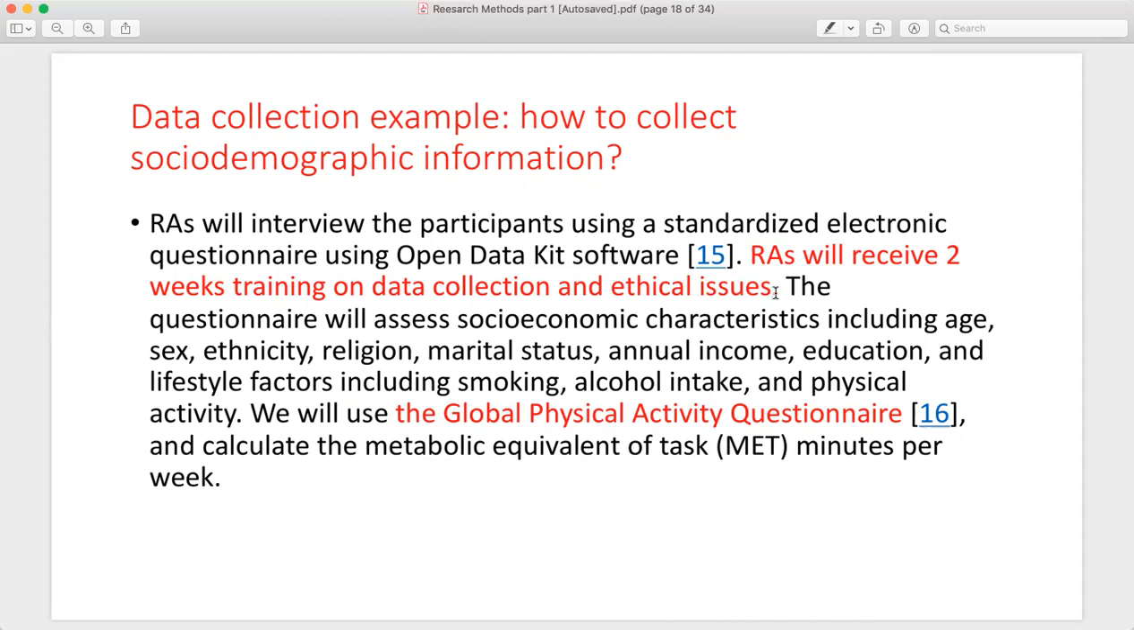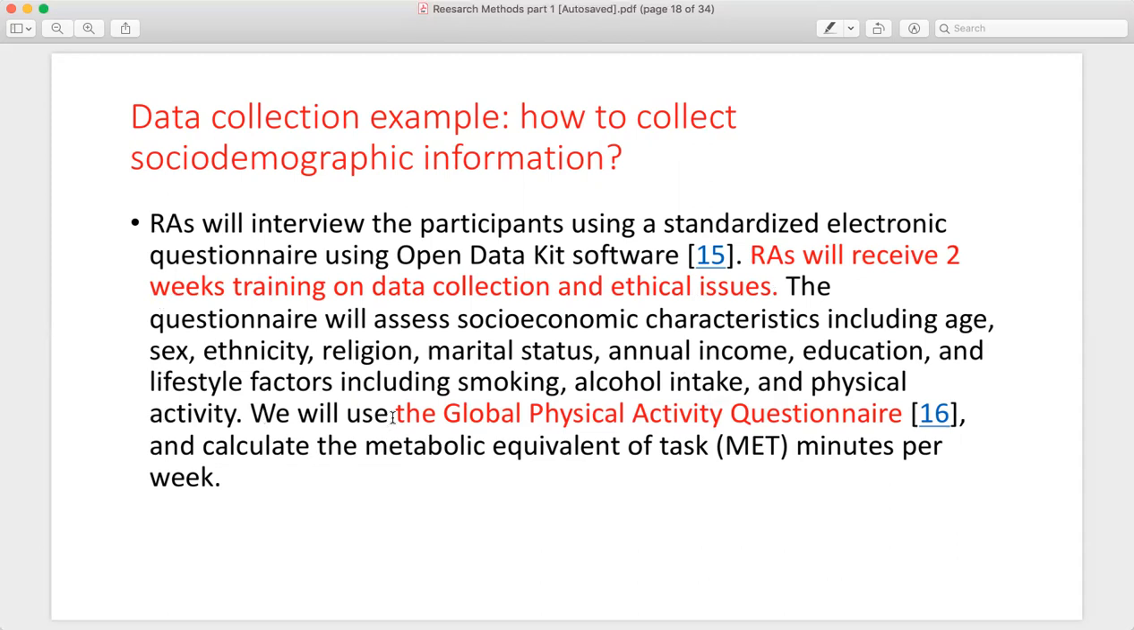Very important to mention how much rigorous training the RAs are getting. The questionnaire will assess socio-demographic characteristics, and then give the comprehensive list: age, sex, ethnicity, religion, marital status, annual income, education, and lifestyle factors, including smoking, alcohol intake, and physical activity. So these were all included in one standardized electronic questionnaire.